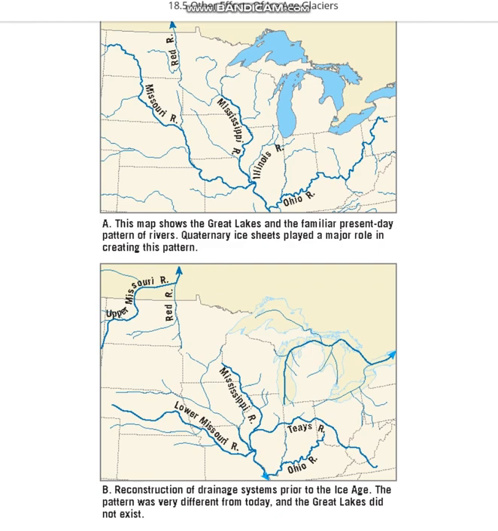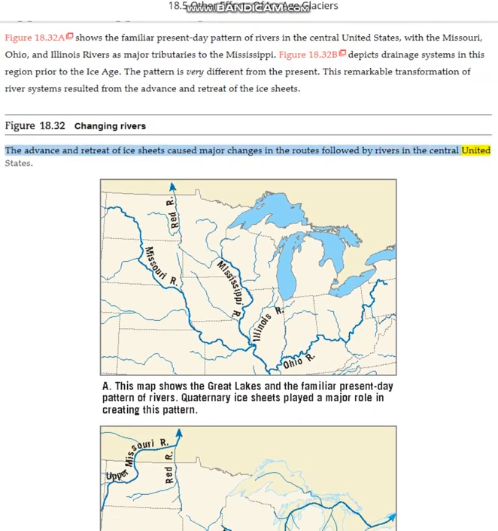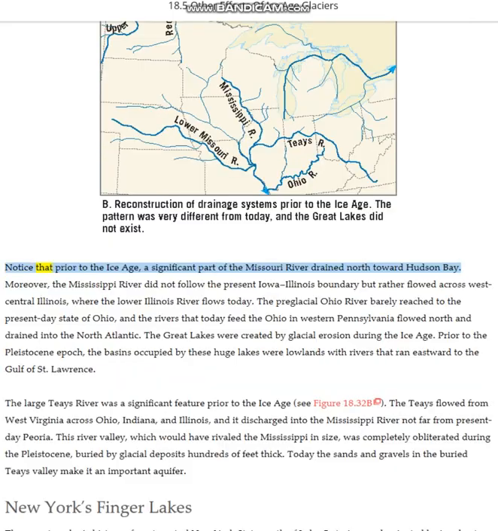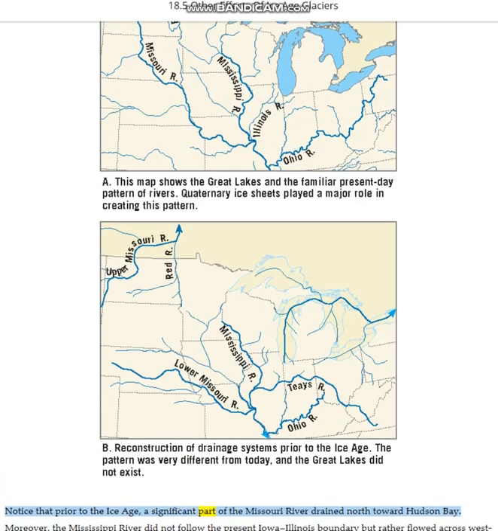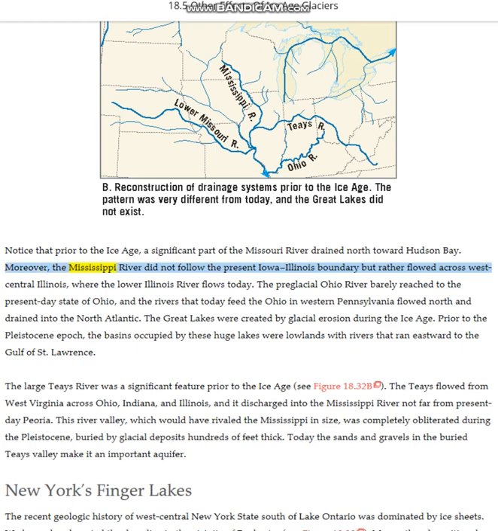Figure 18.32 Changing rivers. The advance and retreat of ice sheets caused major changes in the routes followed by rivers in the central United States. Notice that prior to the Ice Age, a significant part of the Missouri River drained north toward Hudson Bay. Moreover, the Mississippi River did not follow the present Iowa, Illinois boundary but rather flowed across west-central Illinois, where the lower Illinois River flows today.